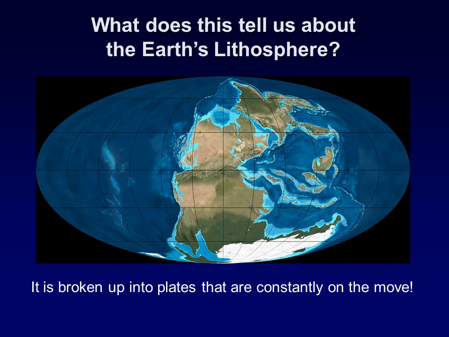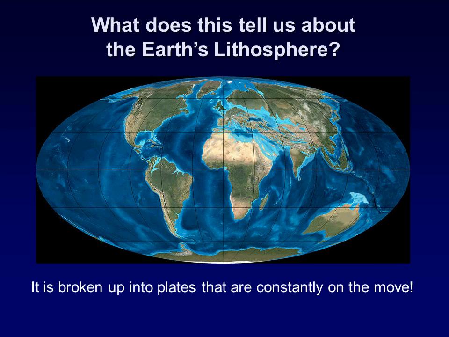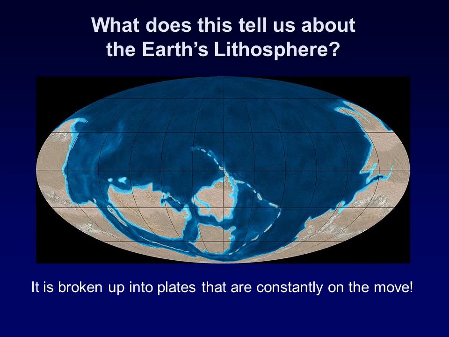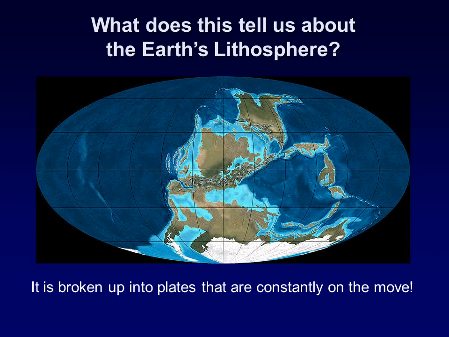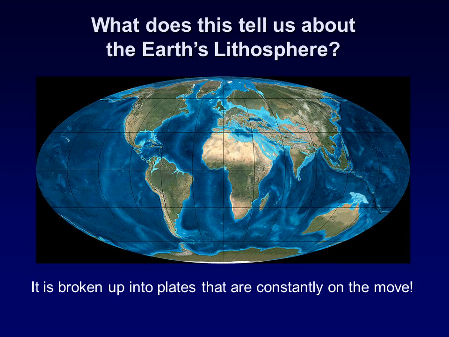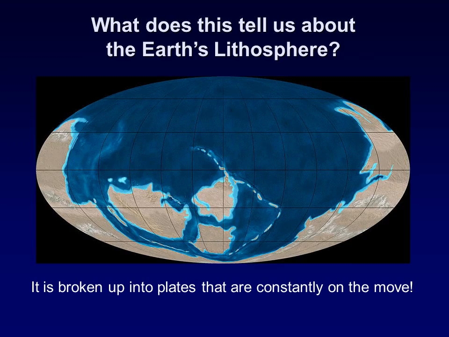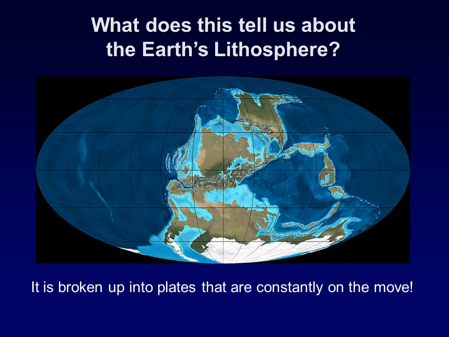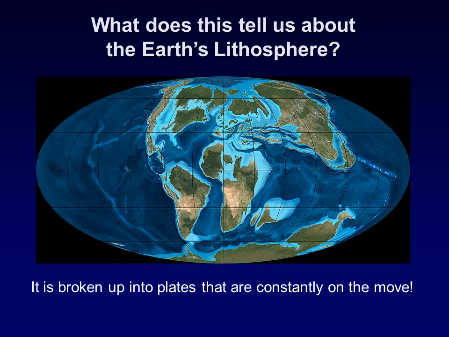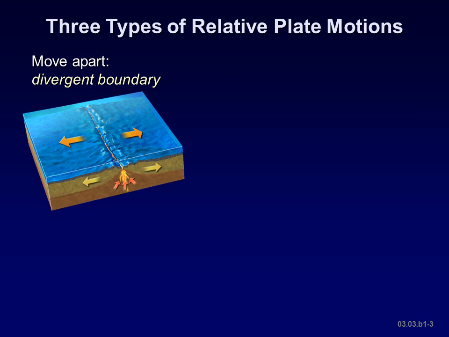And knowing that this is how they've moved in the past, and knowing how they are currently moving, directions and speeds, we can project how the Earth is going to look in years to come, millions of years in the future. Pretty cool. So what is going on? We've got these plates. The outer layer of the Earth is broken up into these plates. We know that they're moving around, so how do we describe how they move? We have three main types of relative plate motion.